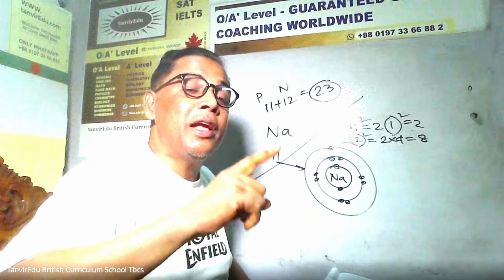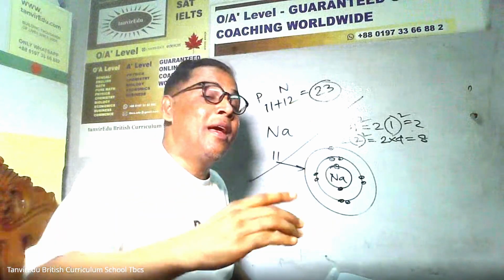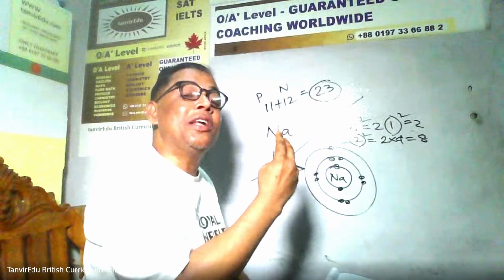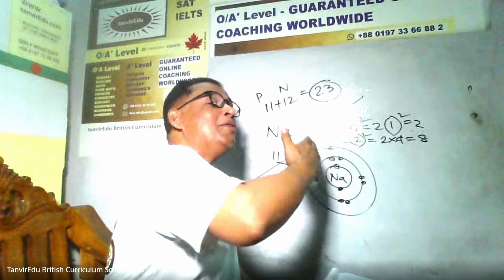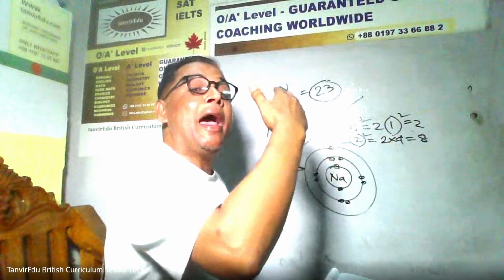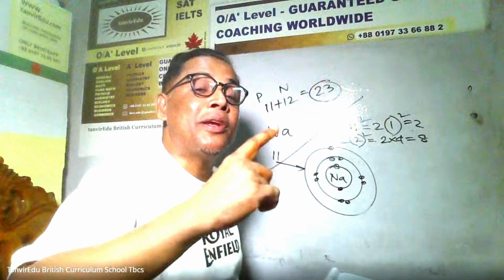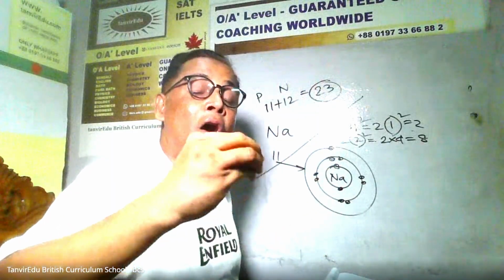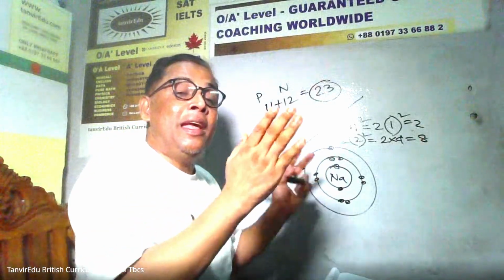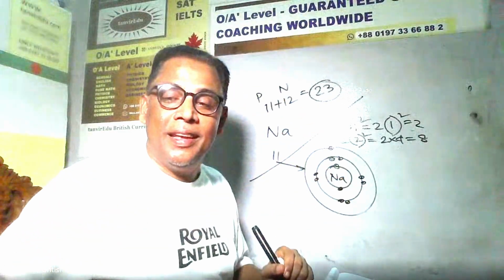So the number of shells determines the period, I mean the horizontal line, and the outer shell determines the group. If the outer shell is 2, the atom would exist in group 2. If the outer shell is 3, the atom exists in group 3. This is the way of determining or categorizing. The whole periodic table is categorized by the outer shell and the number of shells. Thank you.